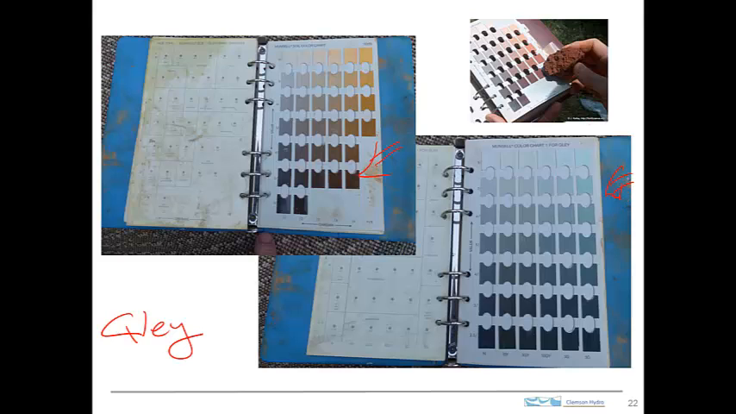And so we would use this for soils that have a gray color and that are probably indicative of reducing conditions, saturated conditions, or high organic content. And here's just an example of a soil sample being compared to a soil chip.